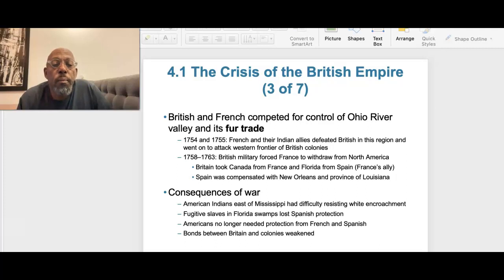All right. So the major consequences of the war were indigenous people east of the Mississippi had difficulty resisting white encroachment. Again, the longest war in this period, of course, is the war against indigenous people, Native Americans. Fugitive slaves, those enslaved in the Florida area, could not flee to Florida swamps, and they lost a lot of Spanish protection. One of the things the Spanish did was said, hey, if you flee to our territory, you can seek and have freedom. All right. So this was an incentive. And this, again, was part of that battle of empire between the Spanish and the British.